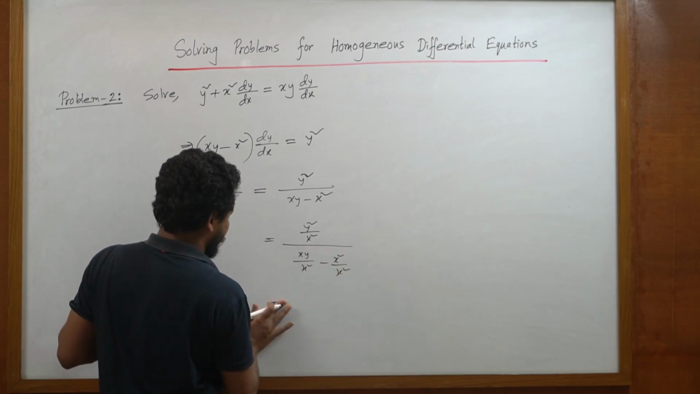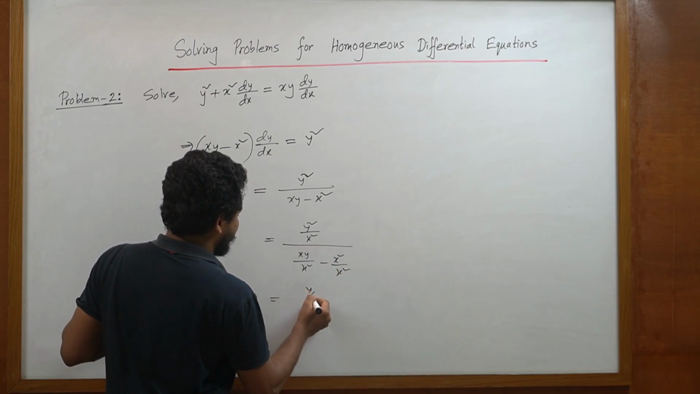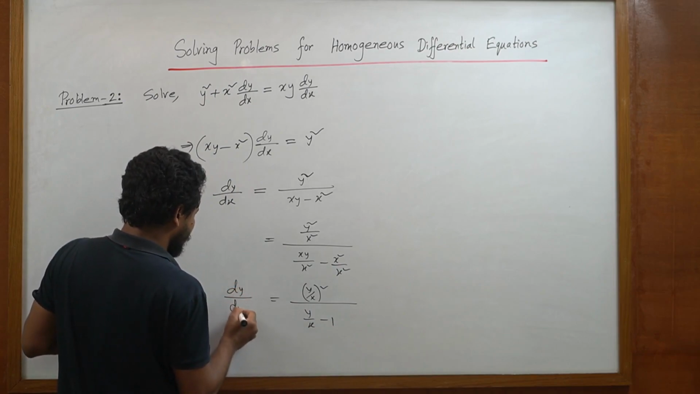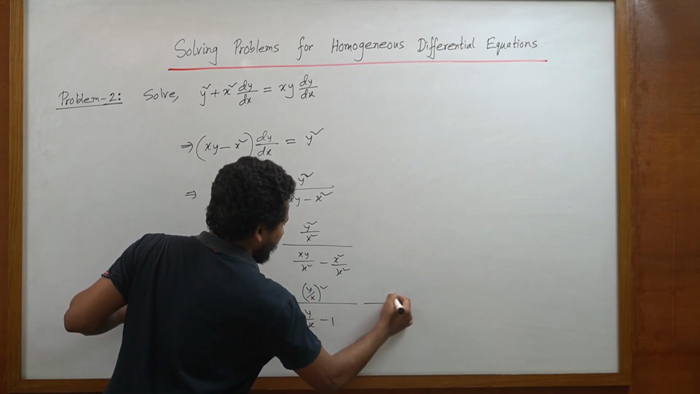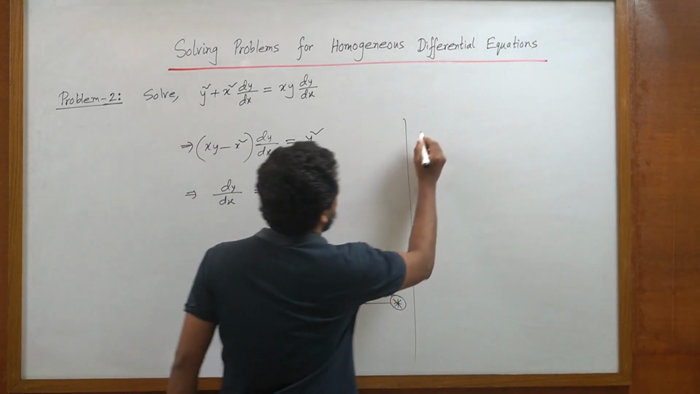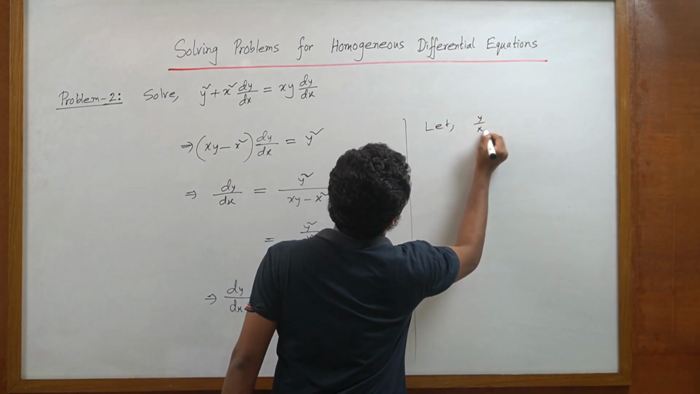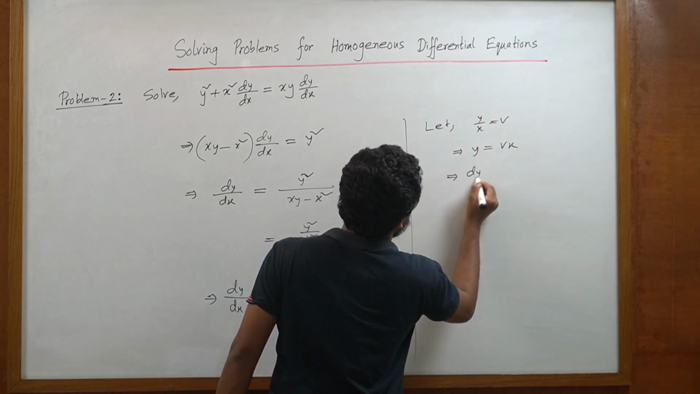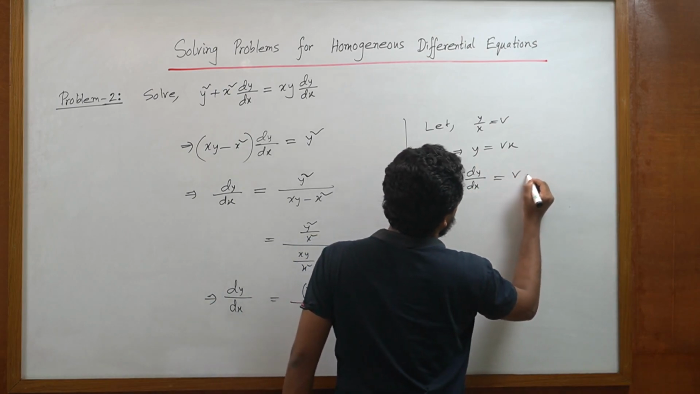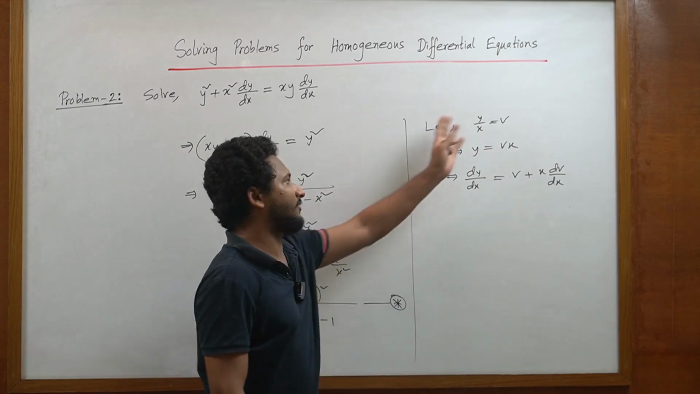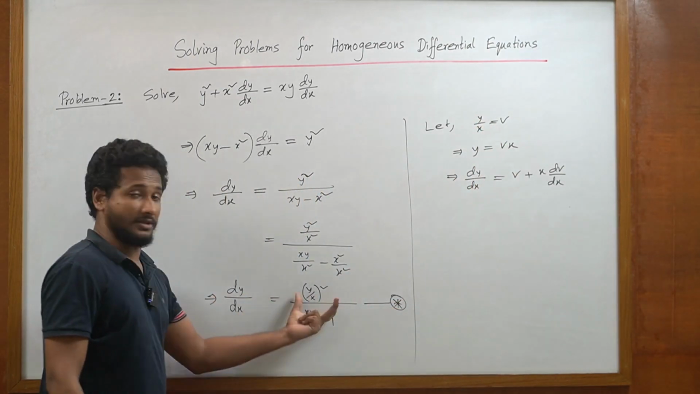Now we get y by x whole square over y by x minus 1 equals dy dx. We will call it the star equation. Now we should take y by x equals v. So y equals vx, and dy dx should be v plus x dv dx. Now we will put this information into this star equation.